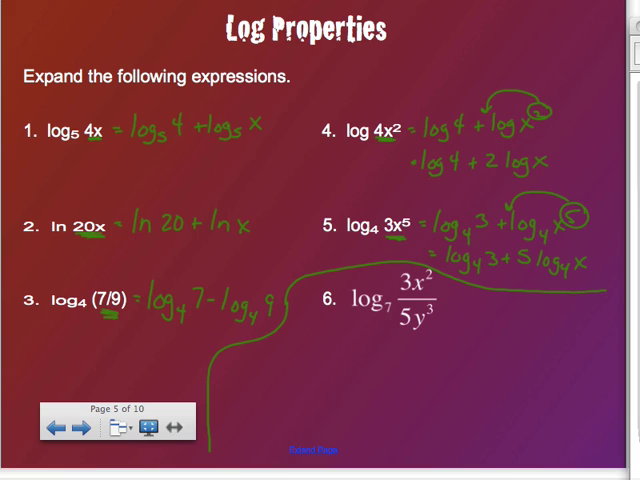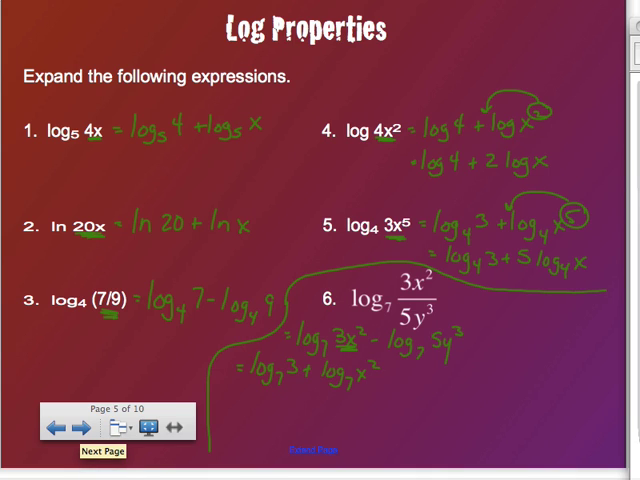Okay, so I really have log base 7 of 3x squared minus log base 7 of 5y cubed. Now, if I look at the first log, I see a 3x squared. I see two things being multiplied together. So I really have log base 7 of 3 plus log base 7 of x squared. So that really took care of the first log.